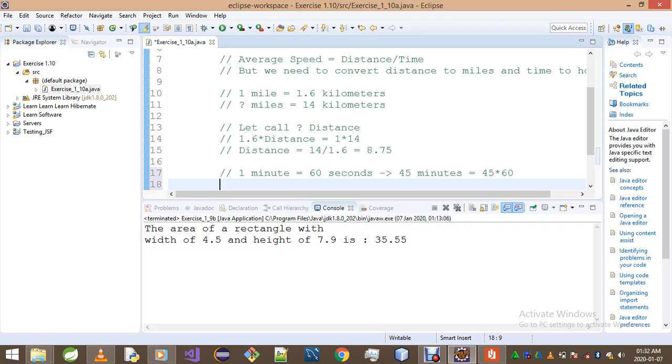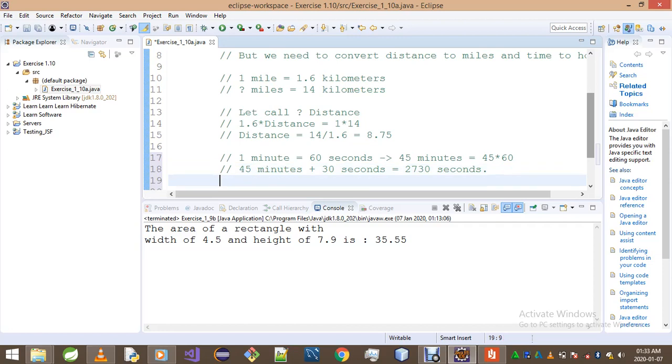So if you go 45 minutes plus 30 seconds, okay, so 45 minutes plus 30 seconds is actually equals to 2730 seconds. 2730 seconds. I've already calculated these values. In case you think I'm messing with you, you can verify them.